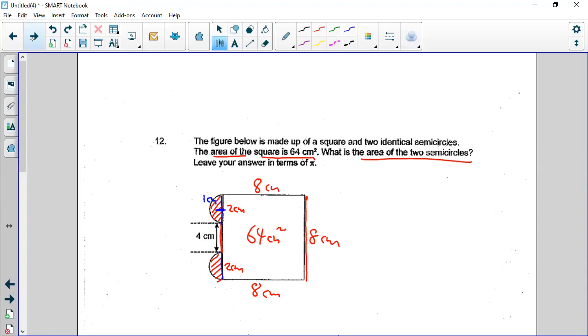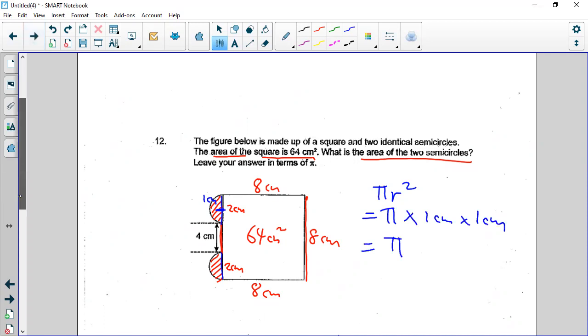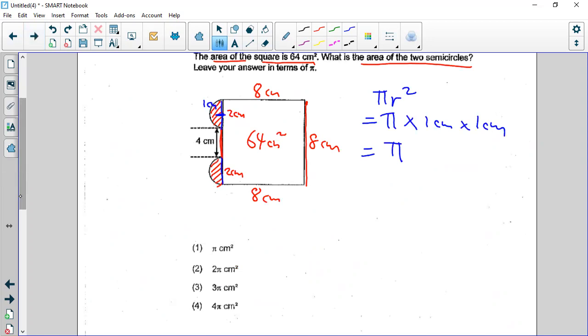Okay, so can we find the area of the 2 semicircles? You can actually join the 2 semicircles together, and you will get pi r squared. So do it faster by joining the semicircles together to form a circle. So what's your pi? Leave your answer in terms of pi. What's the radius? Which is 1 cm times another radius. So 1 times 1 is still 1, and then 1 times pi, you still get pi. So what's the area of the 2 semicircles? Pi cm squared. Okay, answer number 1, pi cm squared.